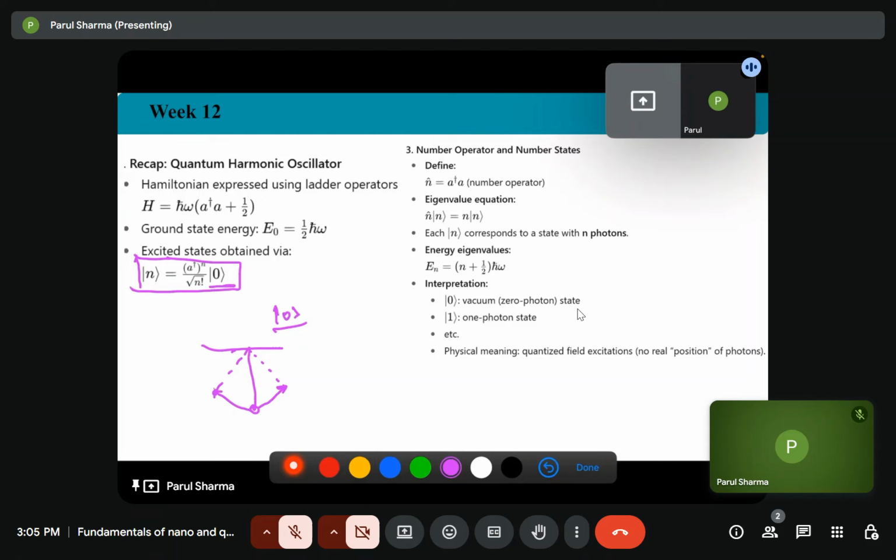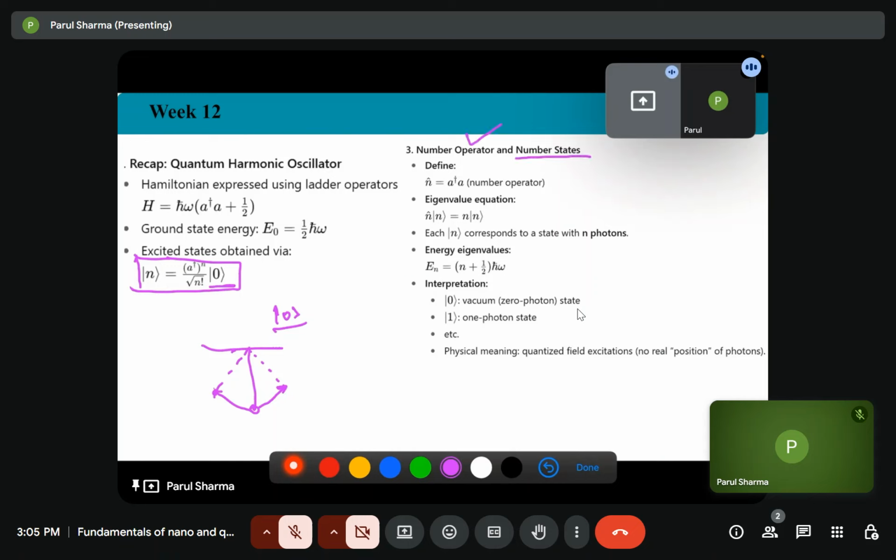So basically, we are not talking about a localized photon. We are talking about a single mode, and hence we can define the number of photons as a number state. So we will define the number operator and number state.